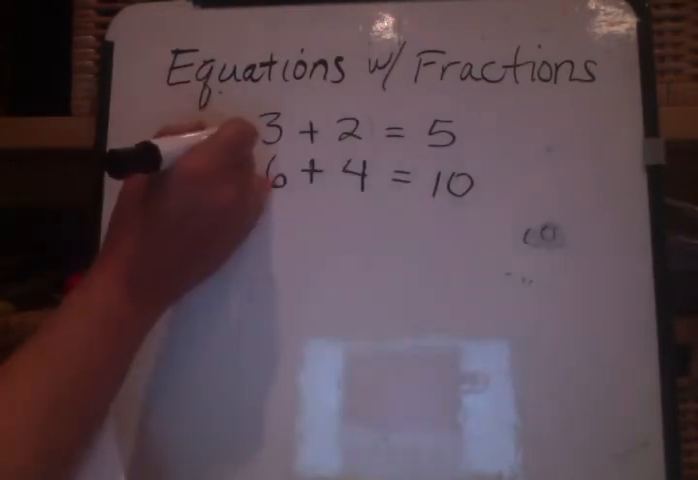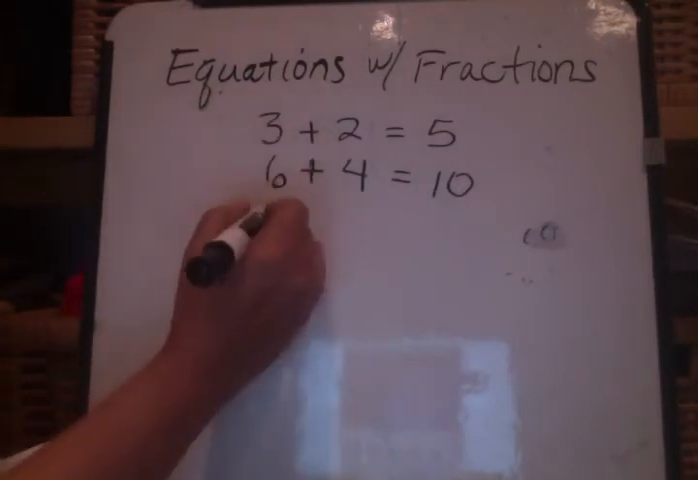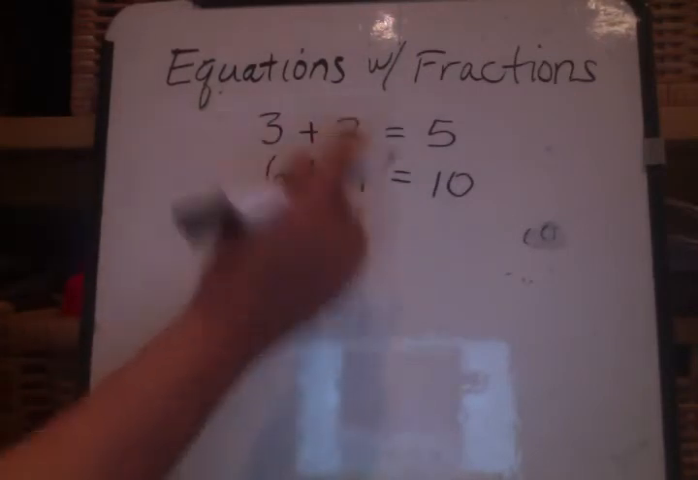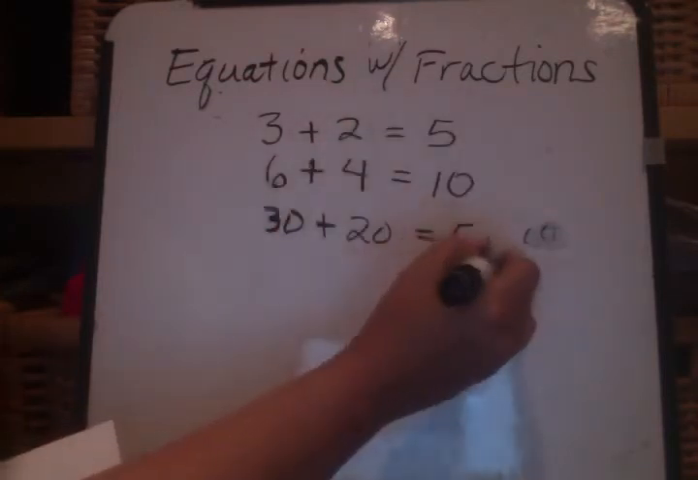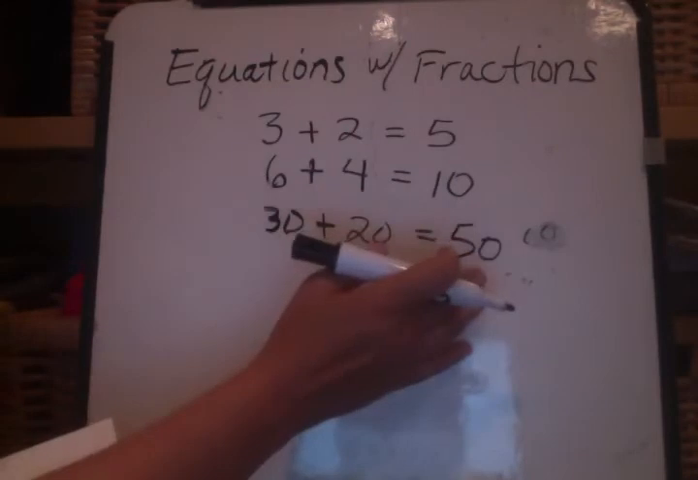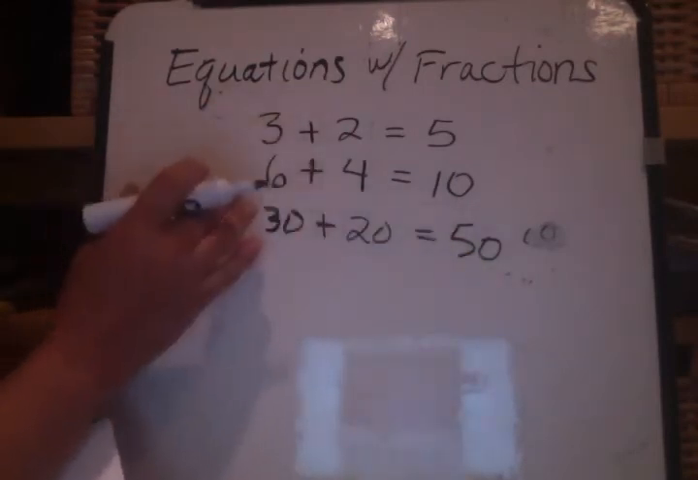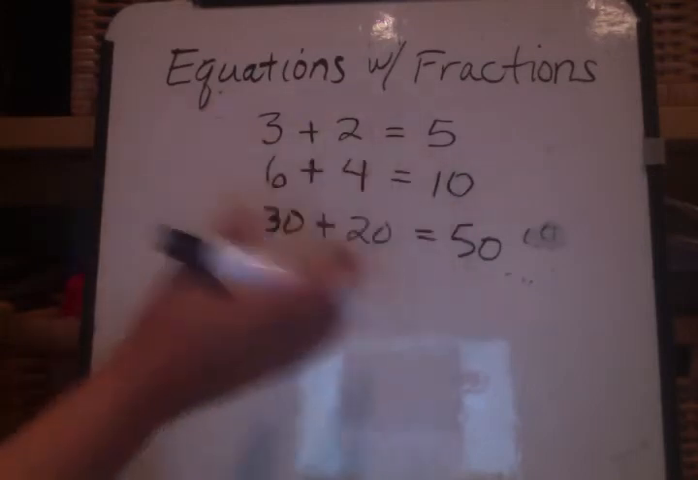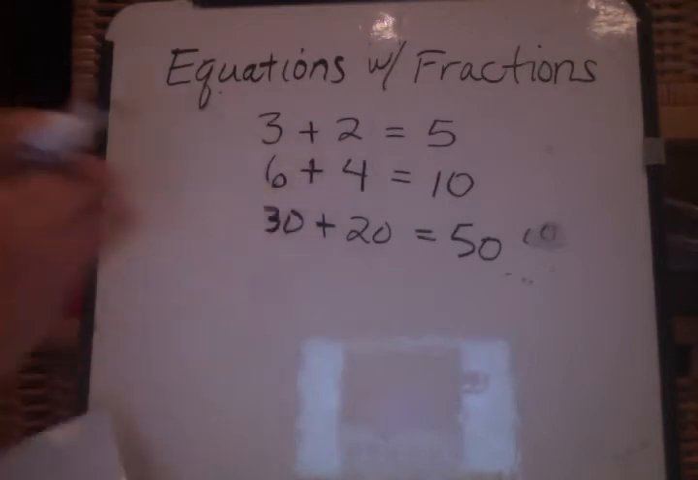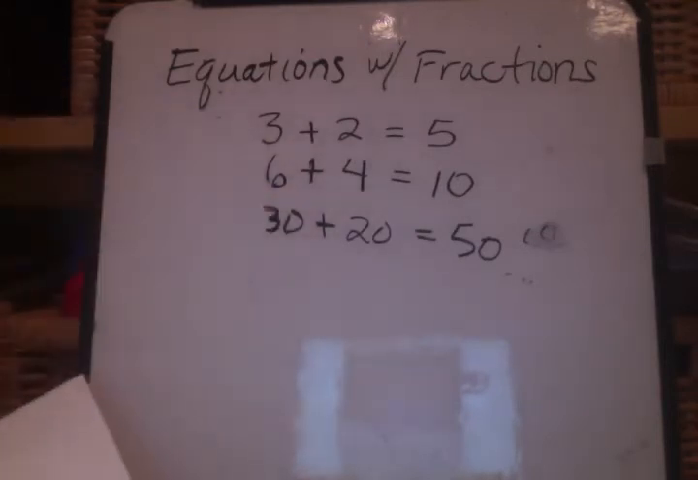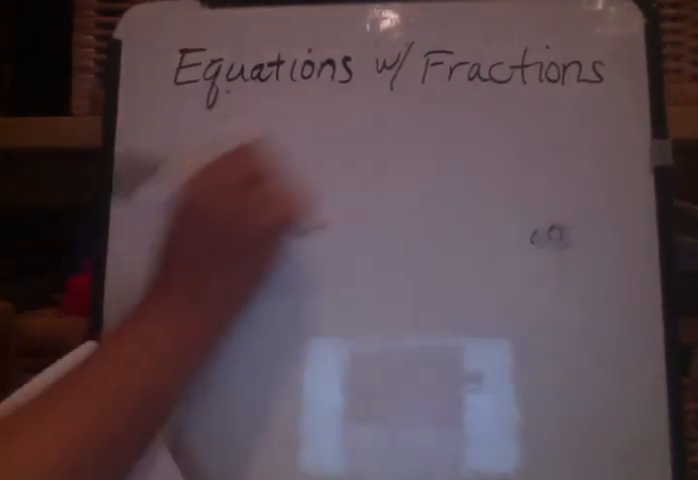If I do this again, let's say I multiply everything by 10. So 3 times 10 is 30, plus 2 times 10 is 20, equals 5 times 10 is 50. So again here, 30 plus 20 is 50. So that's what I'm going to do when I have fractions. I'm going to multiply every term by the same number so that I'm going to kind of get rid of the fraction. So let's see how we're going to do this. I'm going to multiply each term by the common denominator.